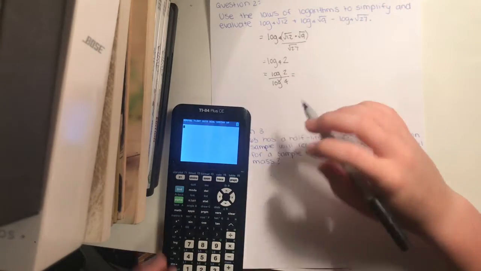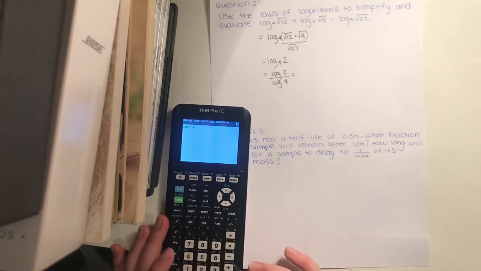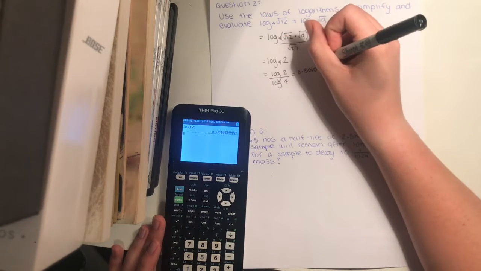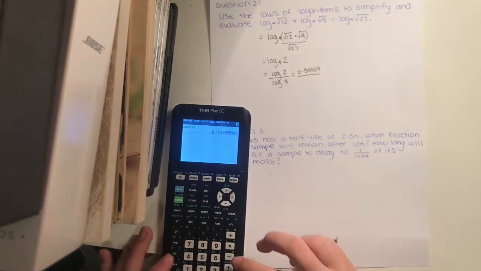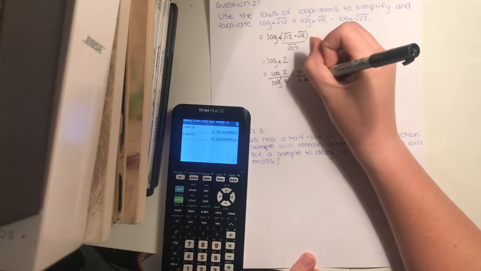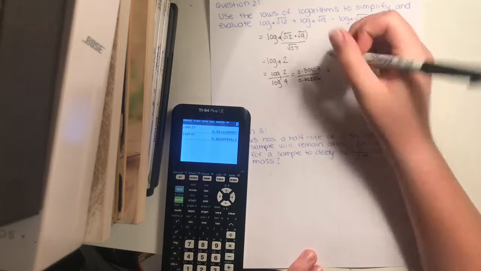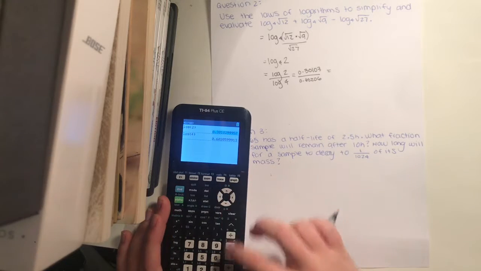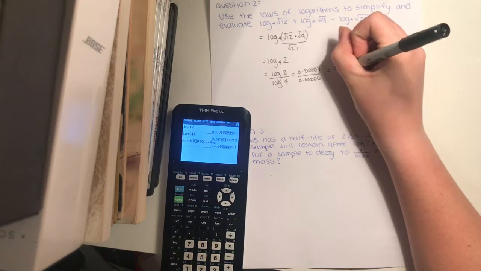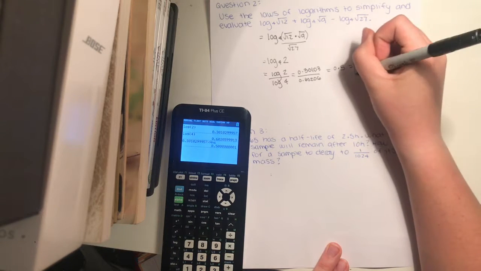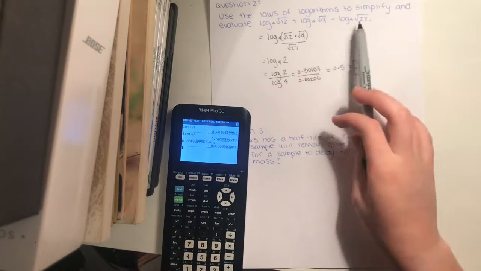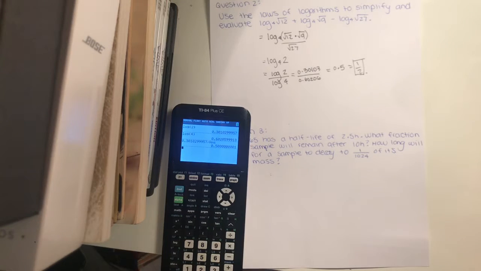So log 2, this is when you use the calculator, equals 0.30103, let's call it, divided by log 4. And log 4 is 0.60206. So these two divided by each other is 0.5, which equals 1/2. So your answer, the simplified version of the logs, is 1/2, which is nice, easy, and simple.